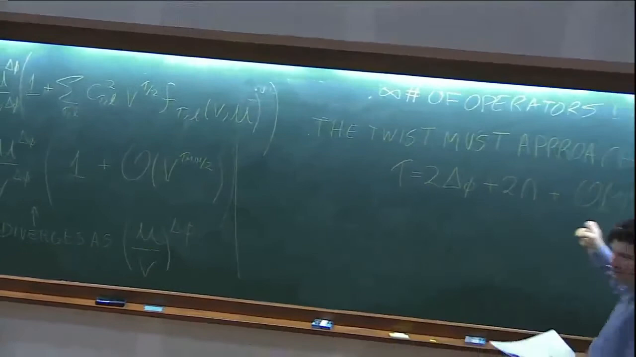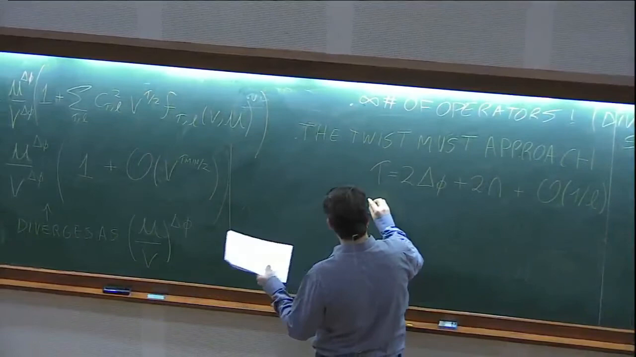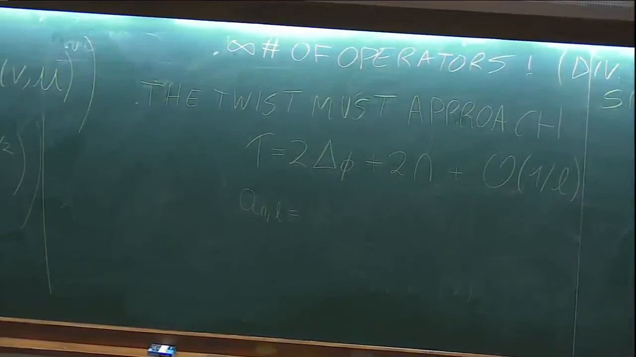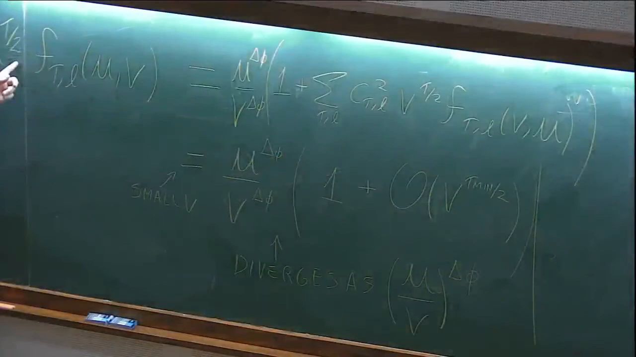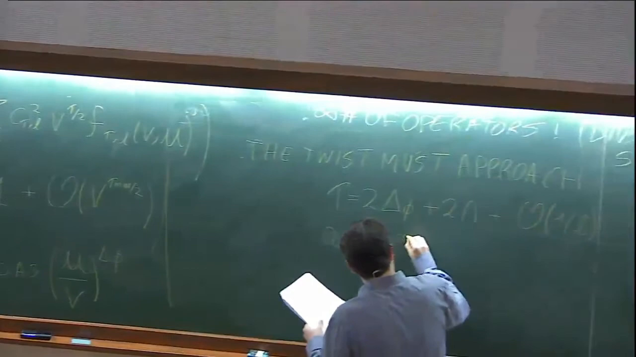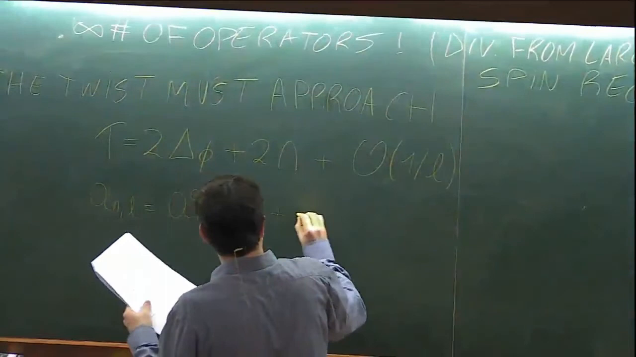And furthermore, it also follows that the OPE coefficients of these operators, whatever they are, have to be very similar to the OPE coefficients of generalized free fields. Because you have seen that in order to reproduce this divergence, you needed first that tau is equal to 2 delta phi, and second, the precise OPE coefficients. And again, the statement is that these are the generalized free field coefficients, up to corrections of order 1 over L. Yes?